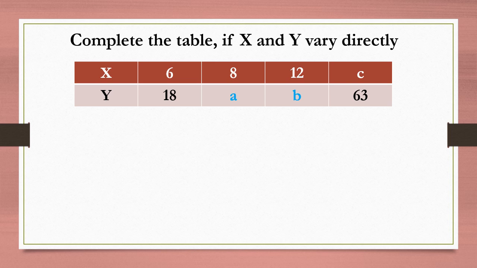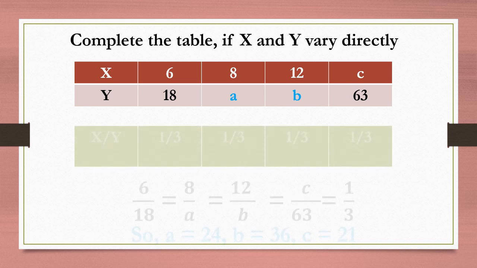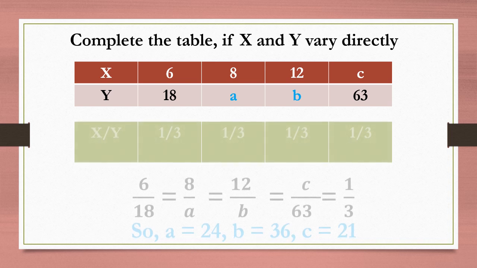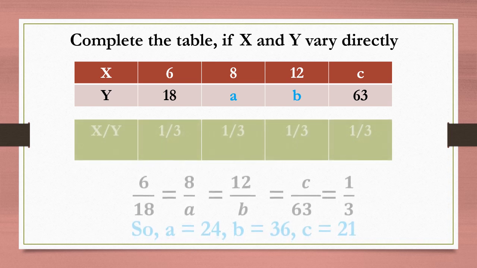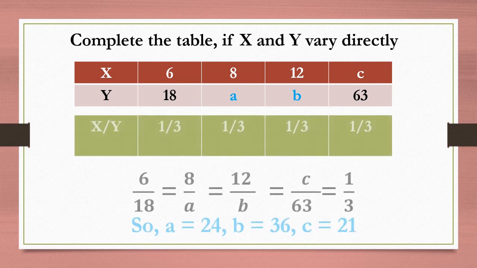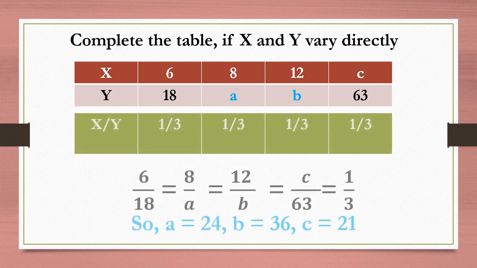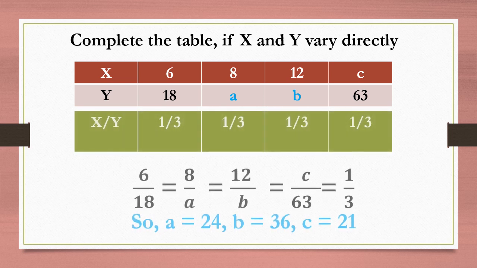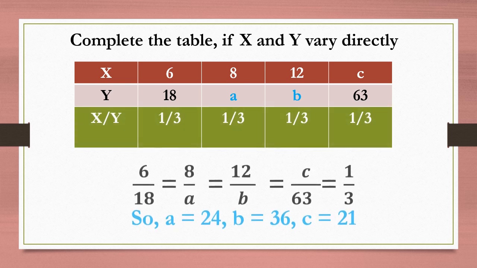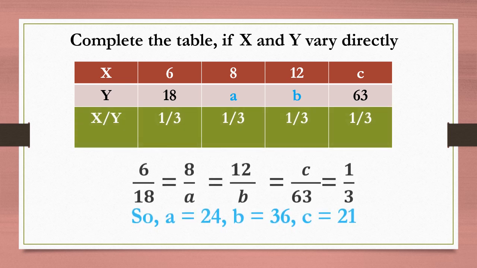When you know that X and Y vary directly, we shall keep in mind that X by Y is constant, because for every increase in X, there is a corresponding increase in Y. So X by Y will be constant. In such cases, first you have to find the ratio of X by Y. When X equal to 6 and Y equal to 18, the ratio is 1 by 3. So for all cases, that is for 8 by A, for 12 by B and for C by 63, we have the ratio 1 by 3. So how can we calculate?